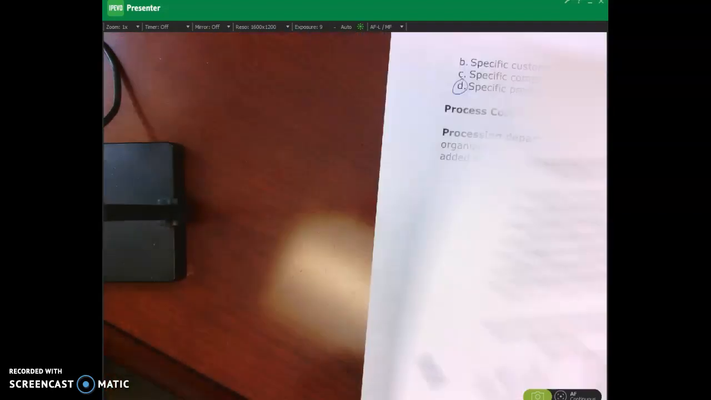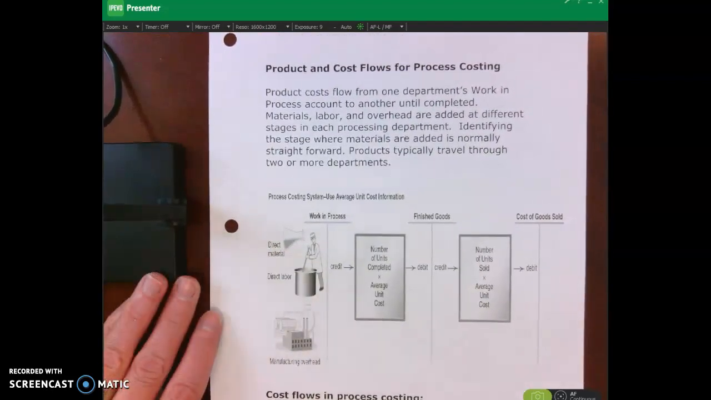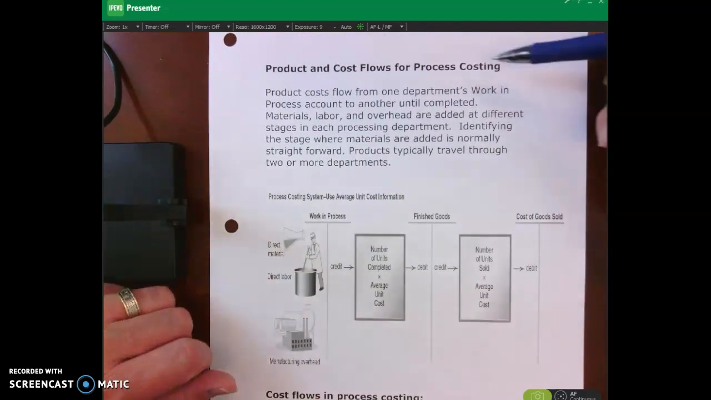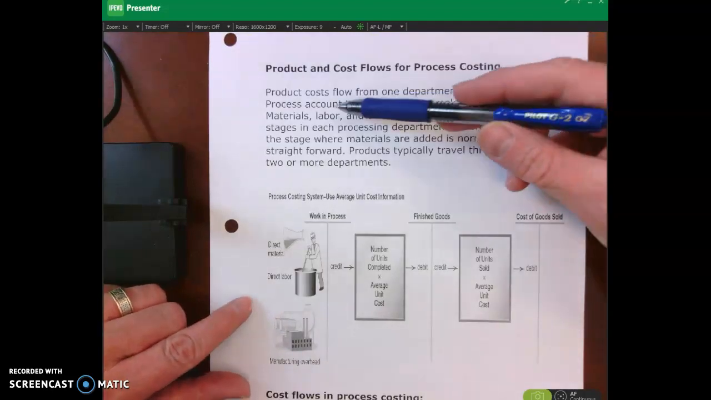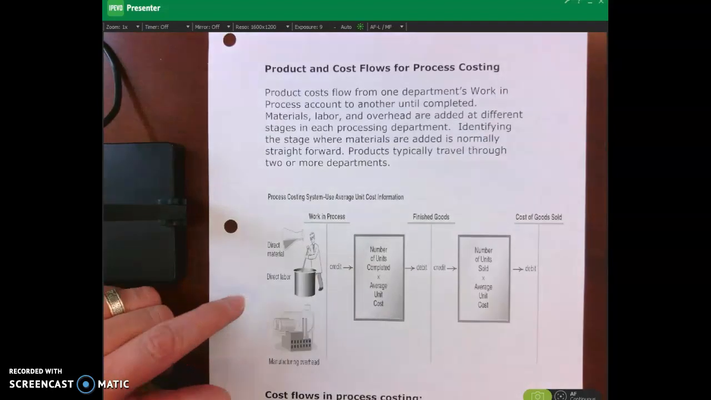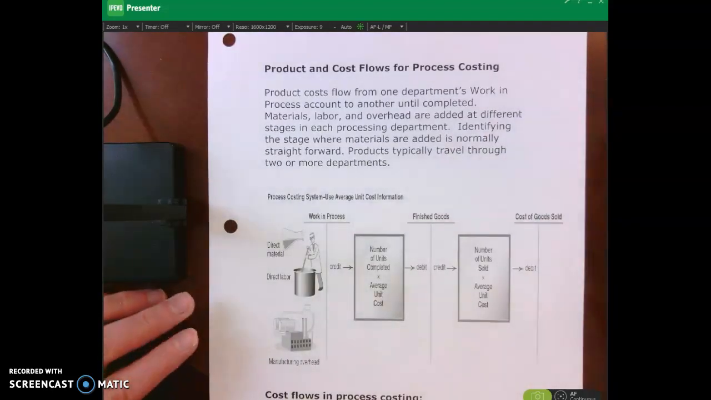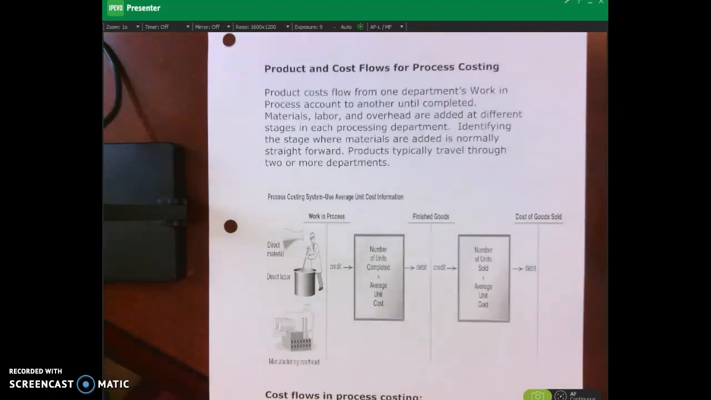Continuing on by talking about some product and cost flows with regard to process costing. What we're saying over here is that we can add materials, labor, and overhead at different stages in the processing department. So what this sentence is saying is that if we think about mixing soap, what we might do is add in all the materials for the soap at the beginning.